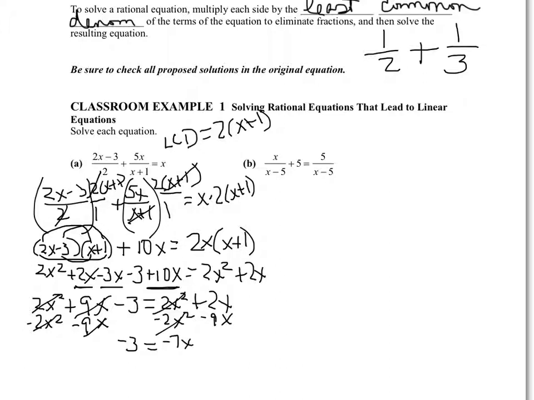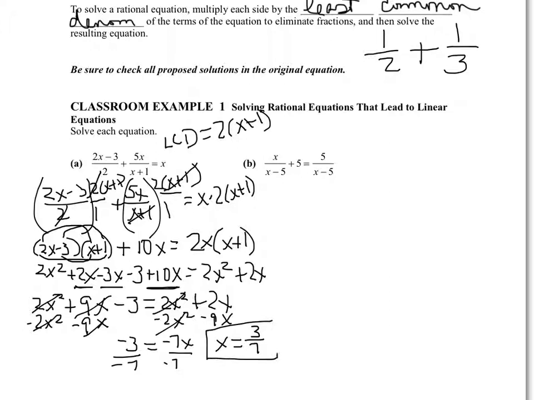We'll need to be very careful because we do have negatives here. That means when we divide each side by the coefficient in front of x, make sure you're dividing by a negative 7. And a negative divided by a negative gives you a positive. And that would mean that x is equal to positive 3 over 7.